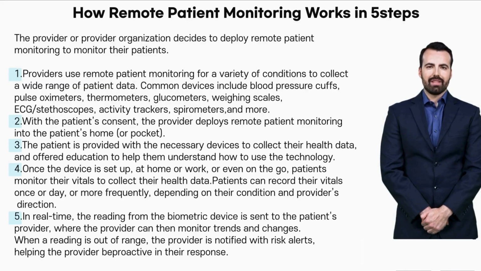4. Once the device is set up, at home or work, or even on the go, patients monitor their vitals to collect their health data. Patients can record their vitals once a day or more frequently, depending on their condition and provider's direction. 5. In real time, the reading from the biometric device is sent to the patient's provider, where the provider can then monitor trends and changes. When a reading is out of range, the provider is notified with risk alerts, helping the provider be proactive in their response.